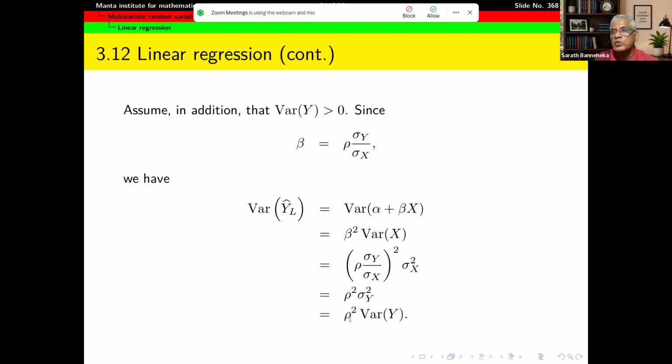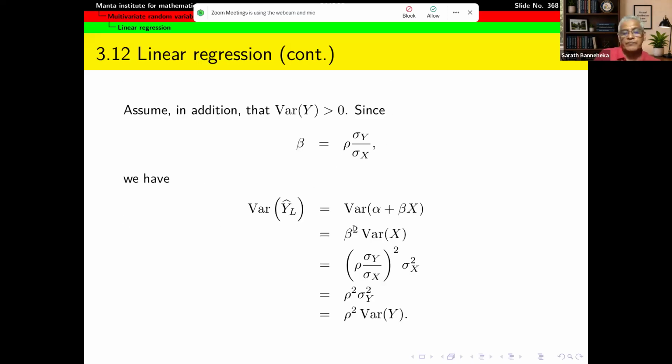So the variance of the predictor is equal to rho square times variance of y. Remember, rho is always between -1 and +1. So rho square will always be less than 1 and greater than 0, right? So it's a decimal number. So what does it tell you? Variance of y hat L is going to be smaller than variance of y, because variance of y is going to be multiplied by a decimal number. So that's a good thing, right? A predictor has a smaller variance than the variance of y itself.